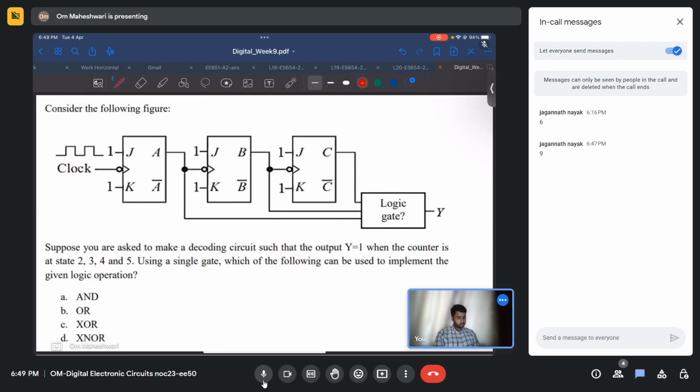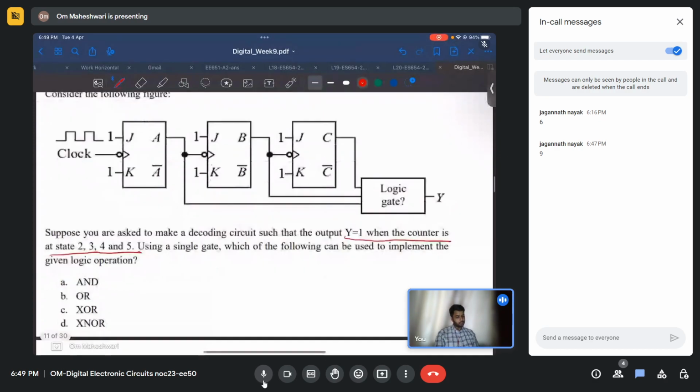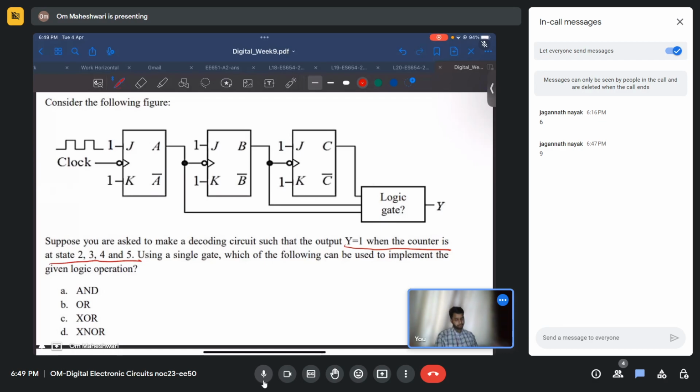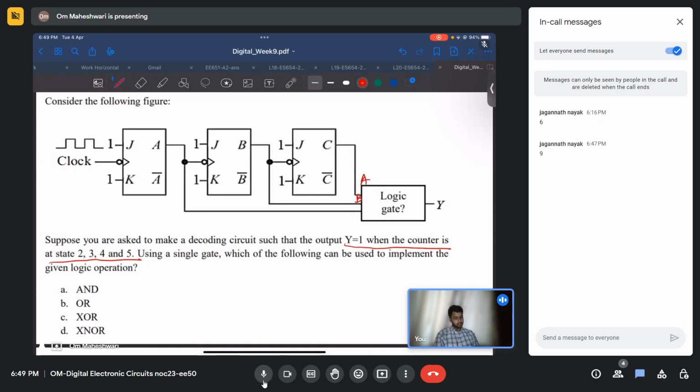Consider the following figure. Suppose you are asked to make a decoding circuit such that output Y equals 1 when the counter is at state 2, 3, 4 and 5. Using a single gate, which of the following can be used to implement the given logic operation? So we have to build some logic where the inputs are A, B and C and the output is Y. We have to give some gate here.